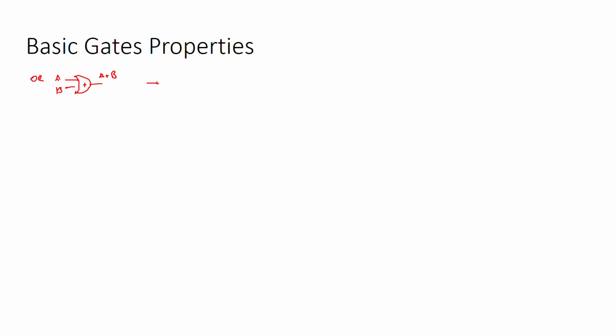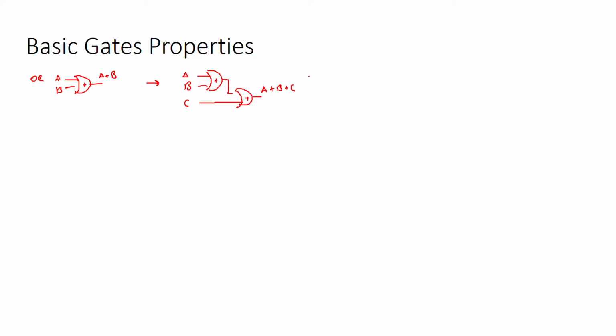Well, basically, doing that would be like doing A or B. That's pretty much the same thing that we have done until now. And that goes once again into another gate along with another variable, and that's going to be C. And the result of that would be A or B or C. Pretty much that's how it's going to work.